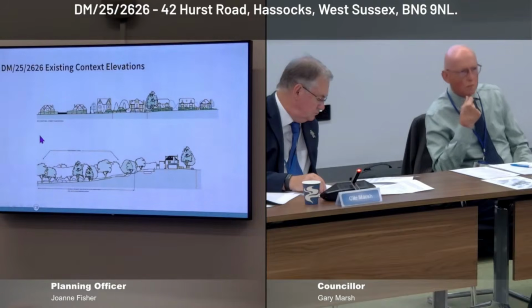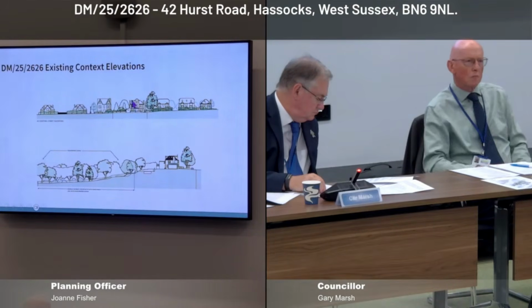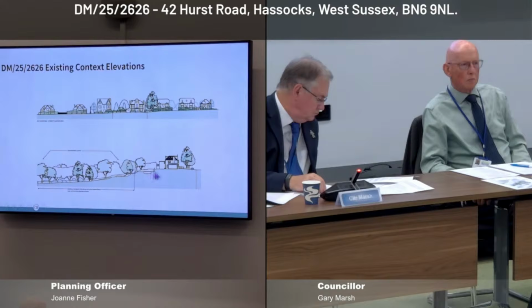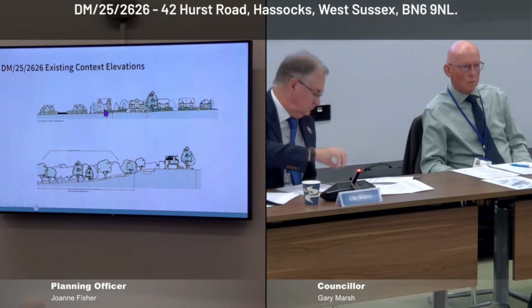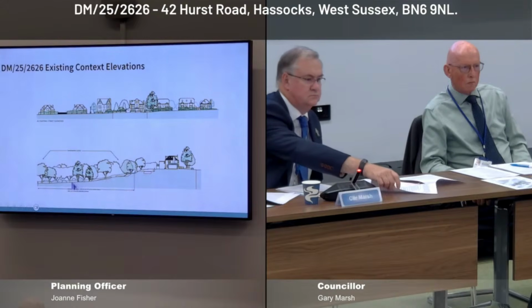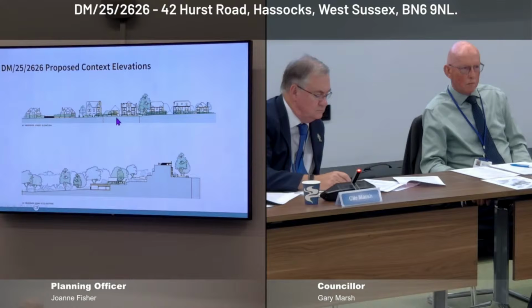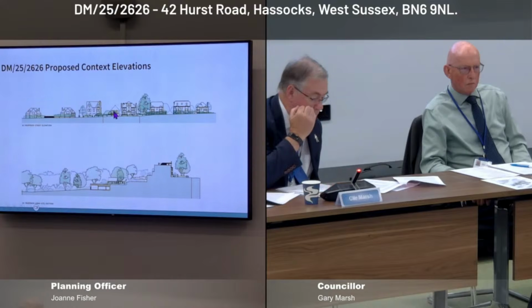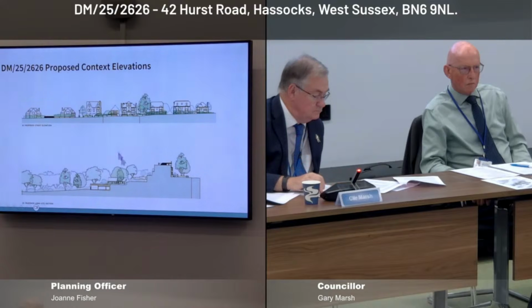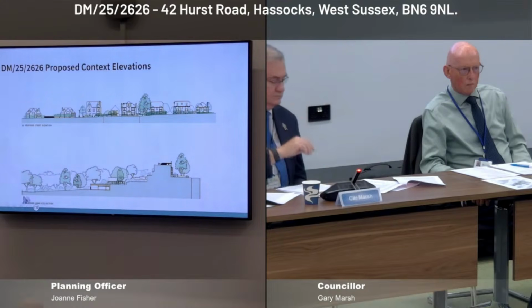So just an existing context elevation, with 42 Hurst Road here, showing how the land slopes down. This is the neighbour at 44. So the land slopes down quite significantly to the rear garden. And this is the proposed context elevation. So you've got the new front dwelling here, land sloping down, and the subterranean dwelling with the plant room, carport, and access to the building itself.